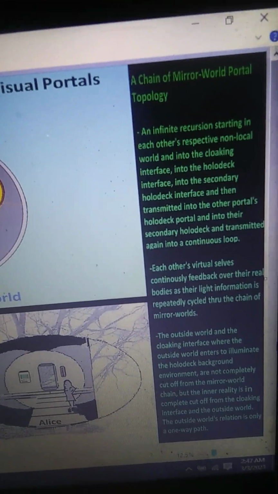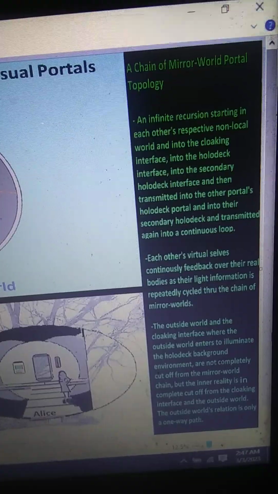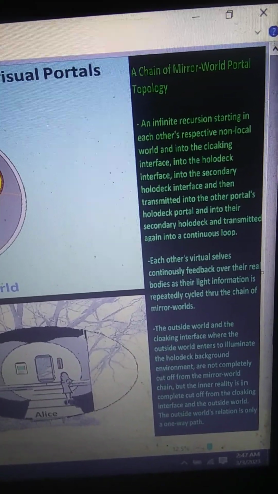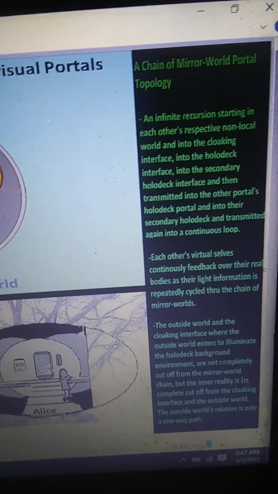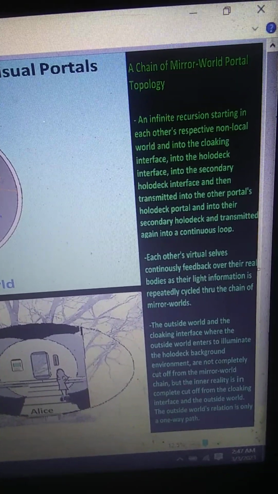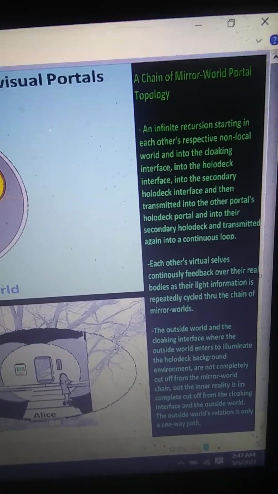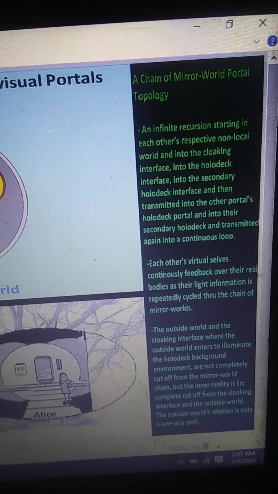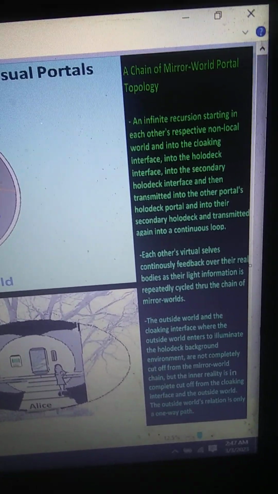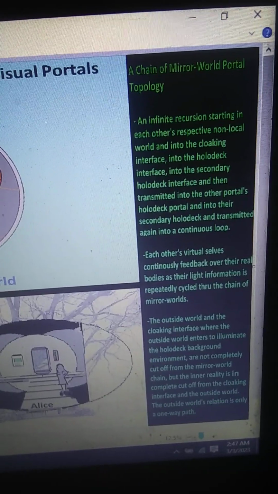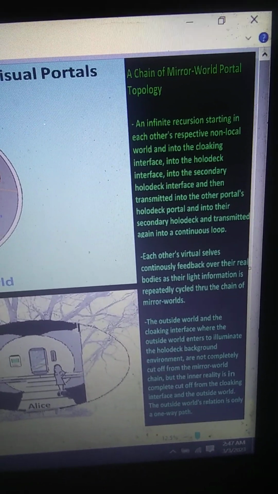And here's a Chain of Mirror-World Portal Topology. An infinite recursion starting in each other's respective non-local world, and into the cloaking interface, into the holodeck interface, into the secondary holodeck interface, and then transmitted into the other portal's holodeck, and then into their secondary holodeck, and transmitted again in a continuous loop. Each other's virtual selves continuously feed back over the real bodies as their light information is repeatedly cycled through this chain of mirror worlds.